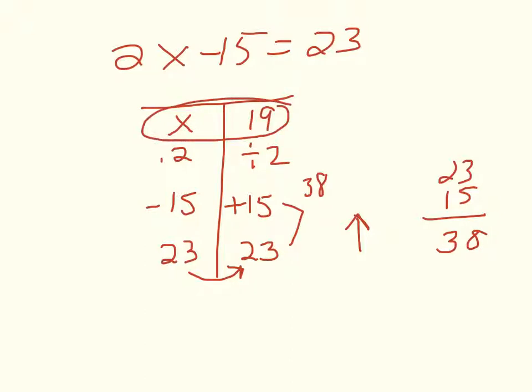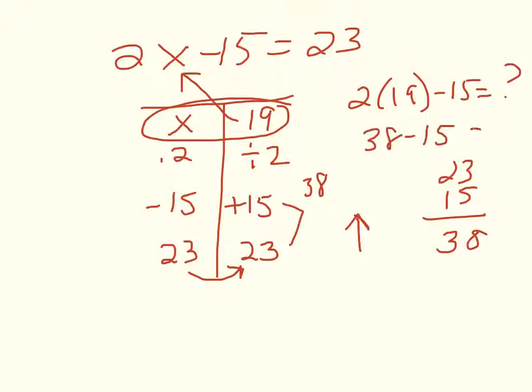Alright, and again, you can check your answers on any of these by plugging in the answer that you got. 2 times 19 minus 15. What does that equal? 2 times 19 is 38. And then 38 minus 15, that gives me 23. And that's exactly what I should have got. Excellent, I hope this helped.